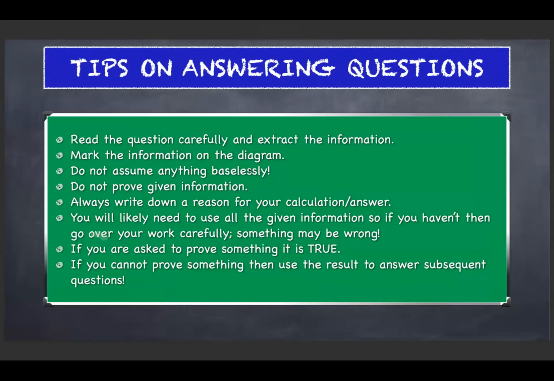It's basically not to assume anything baselessly. So if they don't tell you that O is the center of the circle, you can't assume that it is. You shouldn't prove rather given information. Okay, so if they give you something, please use it. And also if they give you something in a question you're answering after it, use the previous information. Then always write down a reason.